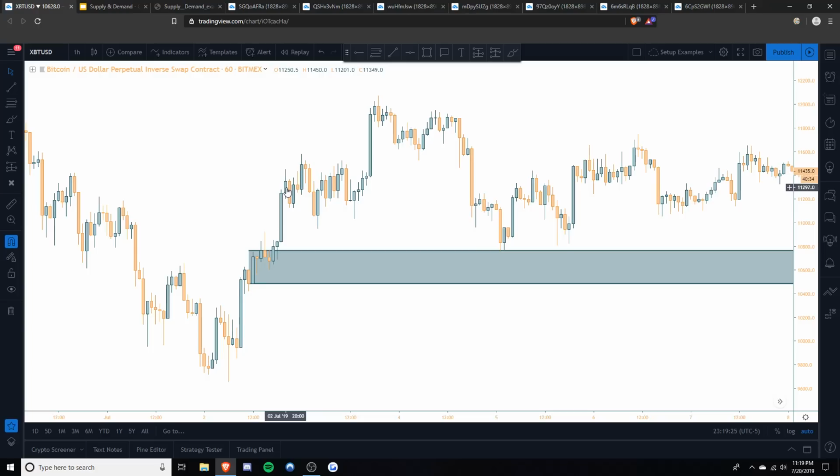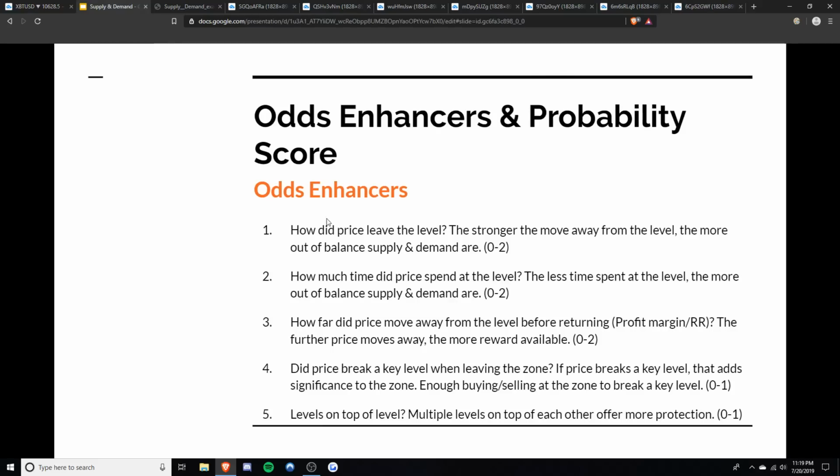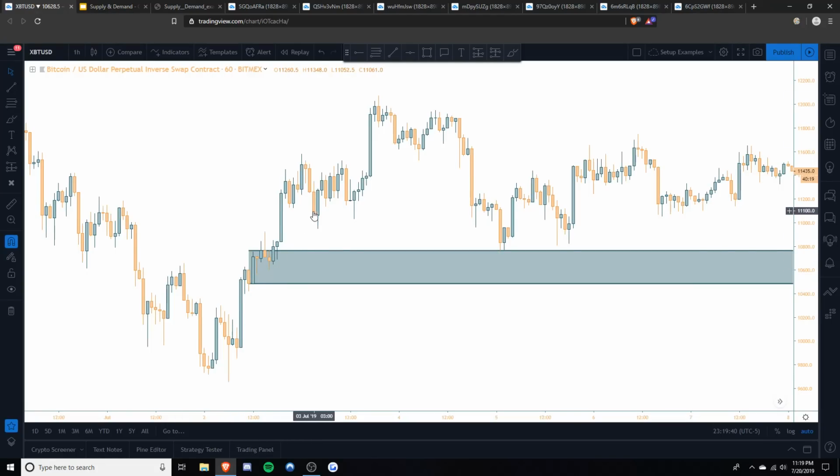Price did decent move away. You had 1, 2, 3, 4, a small down move, then a little bit higher. So I would give that, how did price leave the level? I'd give that a 1. How much time did price spend at the level? I'd give that a 2. Not much time spent at that level. So now we're sitting at 3.